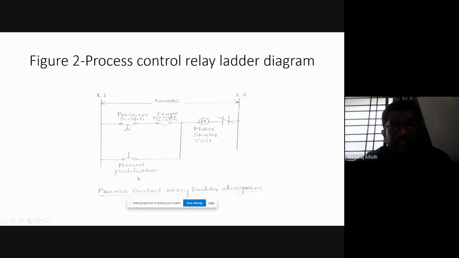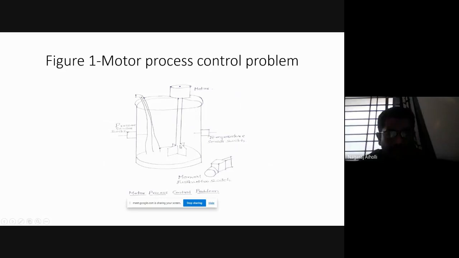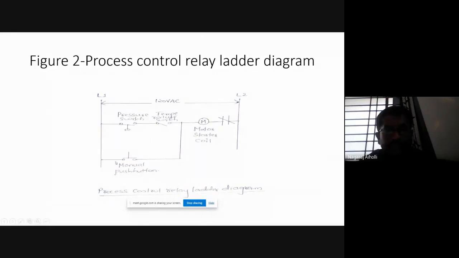Now why is the push button connected in parallel? As I told you, the motor can operate automatically when the pressure and temperature switches reach their fixed value, or when the push button is operated, then also the motor is made to rotate manually. So here we have to put this manual push button in parallel, that is, it's an OR condition. When the pressure switch and temperature switch close their contacts, the motor is energized. And one more condition is when the push button is operated and the push button contact is closed, then the motor is energized or turned on.